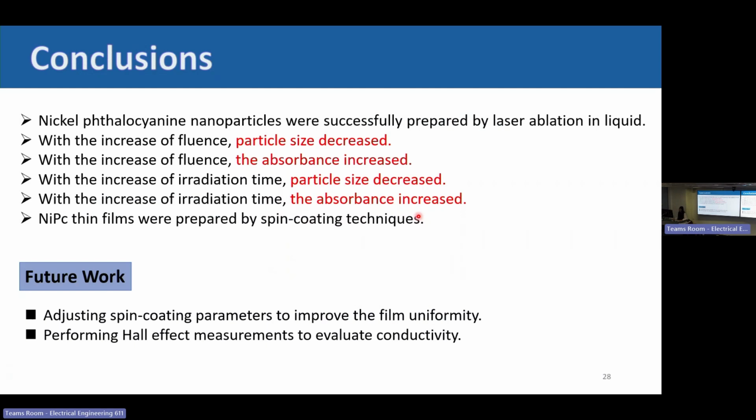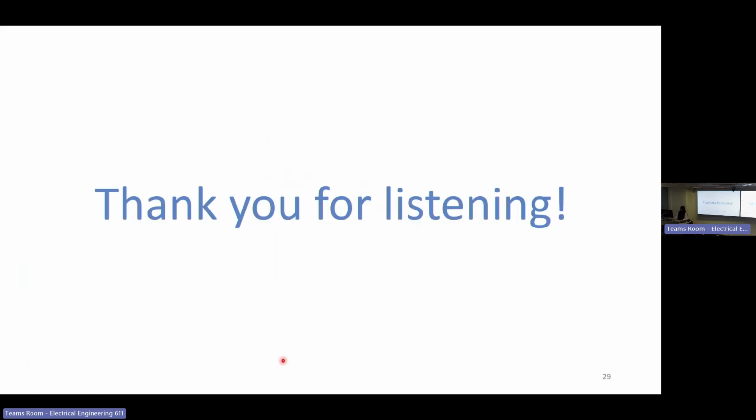The nickel phthalocyanine nanoparticles were successfully prepared by the laser ablation in liquid method. With the increase of fluence, the particle size decreased and the absorbance increased, and with the increase of irradiation time, the particle size decreased and the absorbance increased. The nickel phthalocyanine thin films were not very successfully prepared by the spin coating technique. So my future work would be to adjust the spin coating parameters to improve the film uniformity. Hopefully I can succeed, and then perform the Hall effect measurement to evaluate conductivity. And that's all. Thank you for listening.